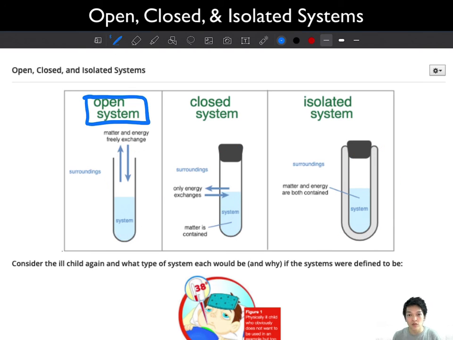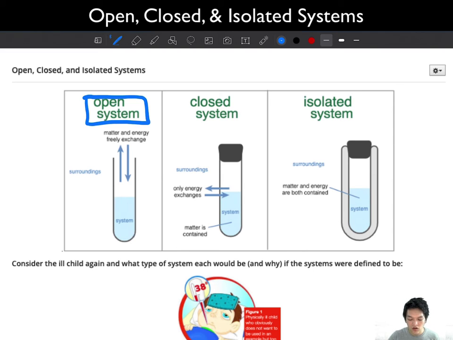In an open system, you can think about a test tube, with the system being the contents in the test tube. And the test tube is open. There is no cap on it. That means it is free to exchange matter with the surrounding. The contents is free to exchange matter, meaning it could evaporate if you boil it. You can put stuff into the test tube because there's no cap, so matter can freely go in and out.